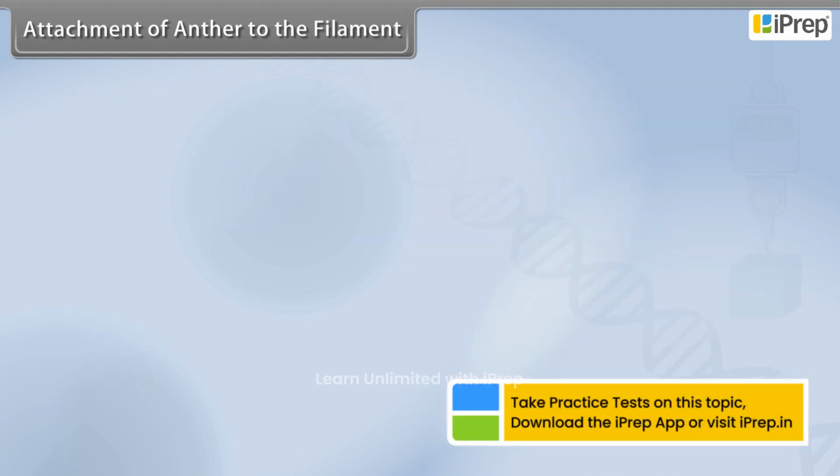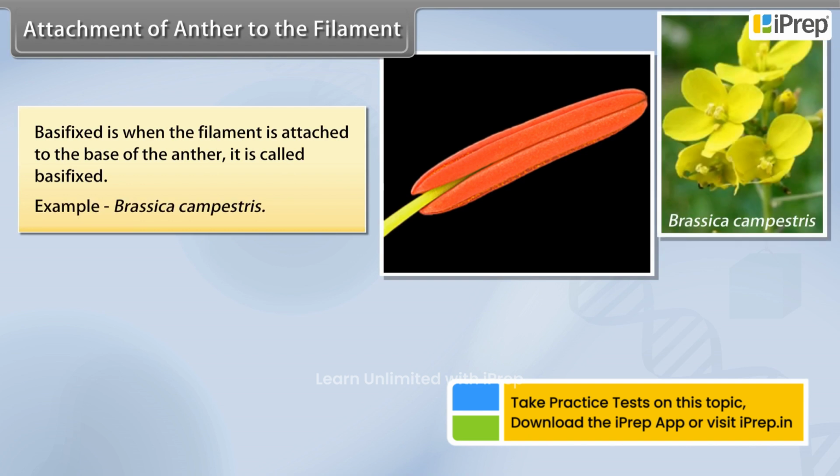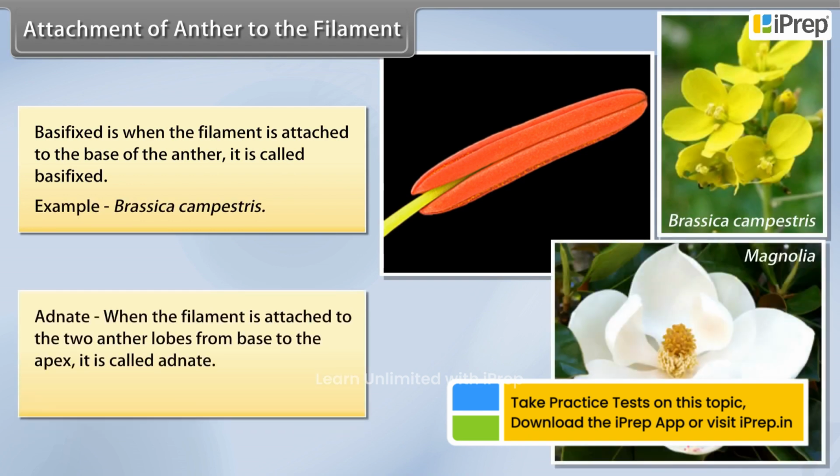Attachment of anther to the filament. Basifixed is when the filament is attached to the base of the anther. Example, Brassica campestris. Adnate. When the filament is attached to the 2 anther lobes from base to the apex, it is called adnate. Example, magnolia.